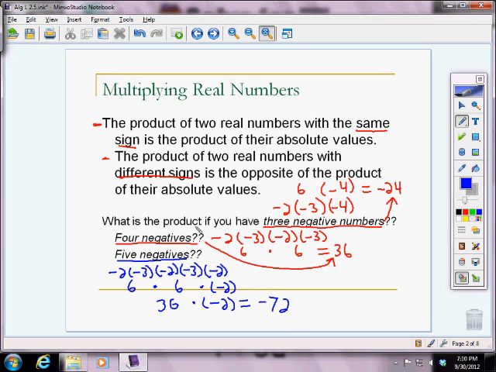So what you can see is if we have an odd number of negatives, our answer is negative. But if we have an even number of negatives, our answer is going to be positive. So that's just a little rule we probably already know, but you might see questions like that come up on tests.